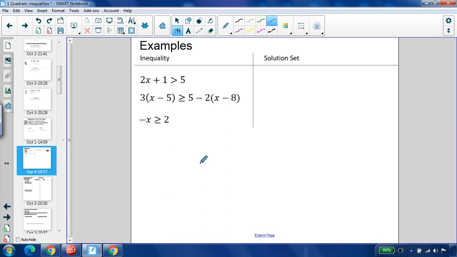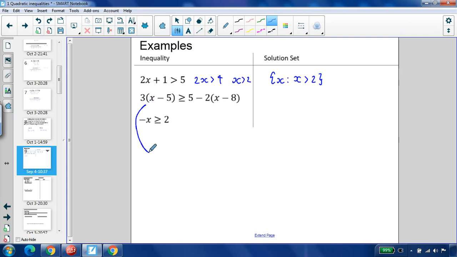Let's have a look at some examples of these then. So the first one, 2x plus 1 is greater than 5. I'm going to solve it first. So -1 from both sides and then divide by 2. And the solution set will therefore be that.